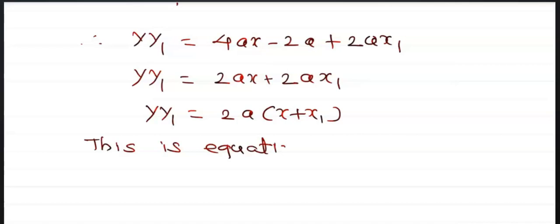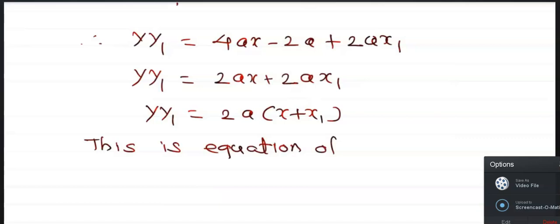Therefore y y1 is equal to 2a times (x plus x1). This is the equation of the tangent. We learned the equation of the tangent for the circle also, for the standard circle and the general circle. This is also the equation of the tangent to the parabola: y y1 is equal to 2a times (x plus x1).